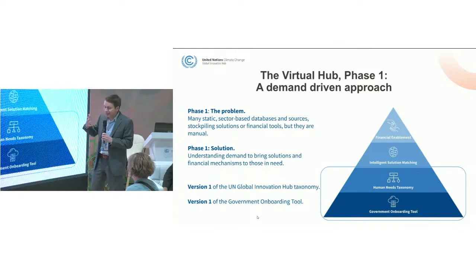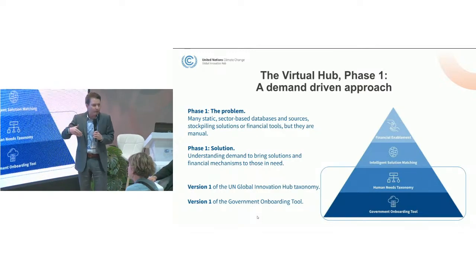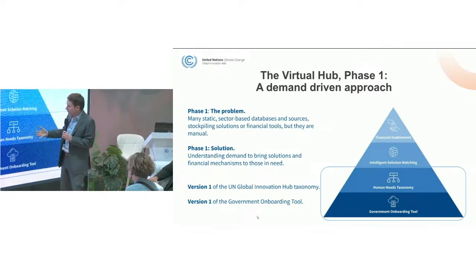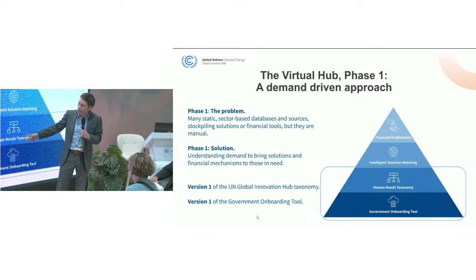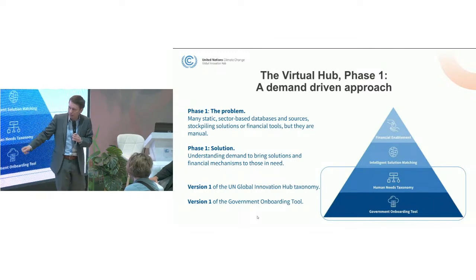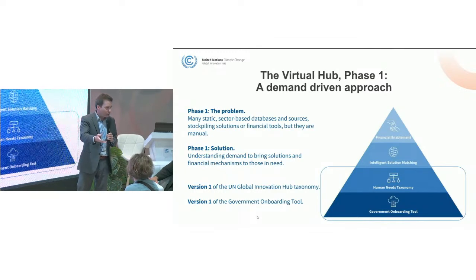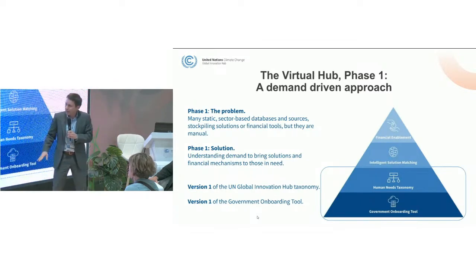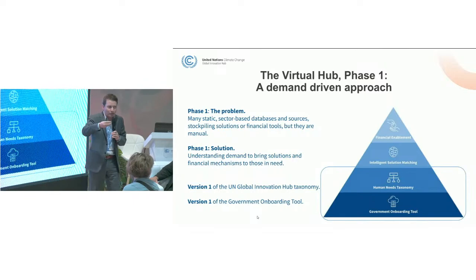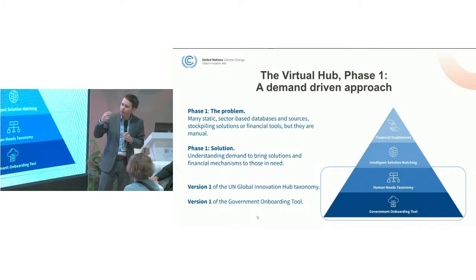So today, as part of this COP27, I'm happy to talk about the fact that the first two foundational components of the Virtual Global Innovation Hub exist. This is version 1 of the Global Innovation Hub taxonomy, which Eva will talk about more in detail in a moment, but it also includes the government onboarding tool. And I'm going to dive into the logic behind starting here over the next couple of slides.